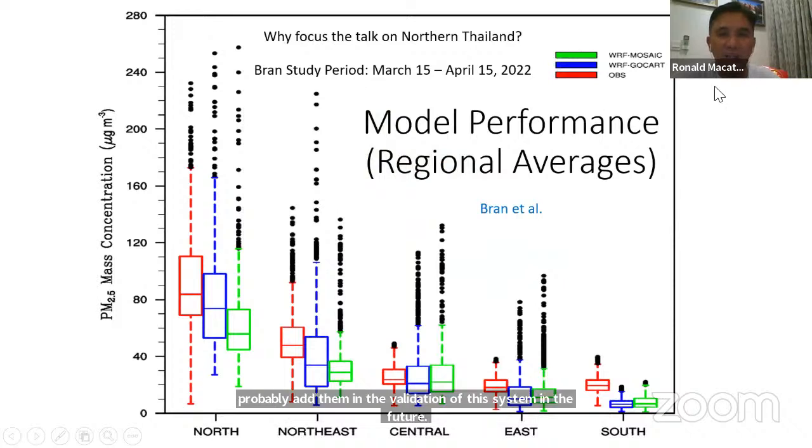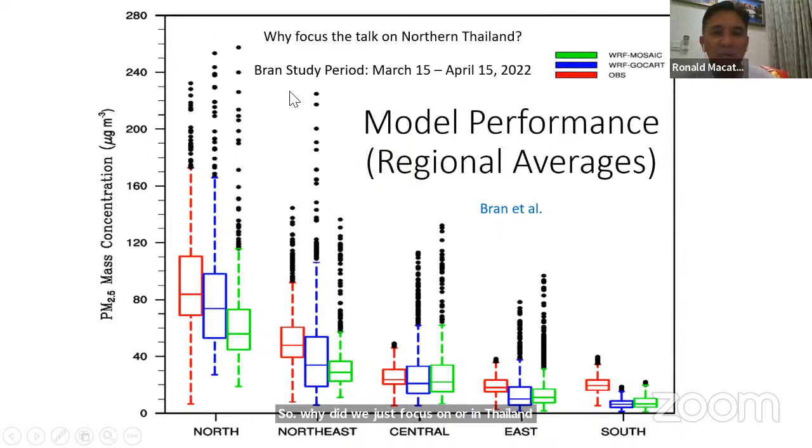So why did we just focus on northern Thailand? During this period, according to the study that I showed earlier by Brand et al., in the northern part of Thailand, we usually get the brunt of these high PM 2.5 concentrations during the dry season, reaching sometimes really high levels compared to other regions. Even in the central part where Bangkok is, during this period it's not really as high compared to the north.